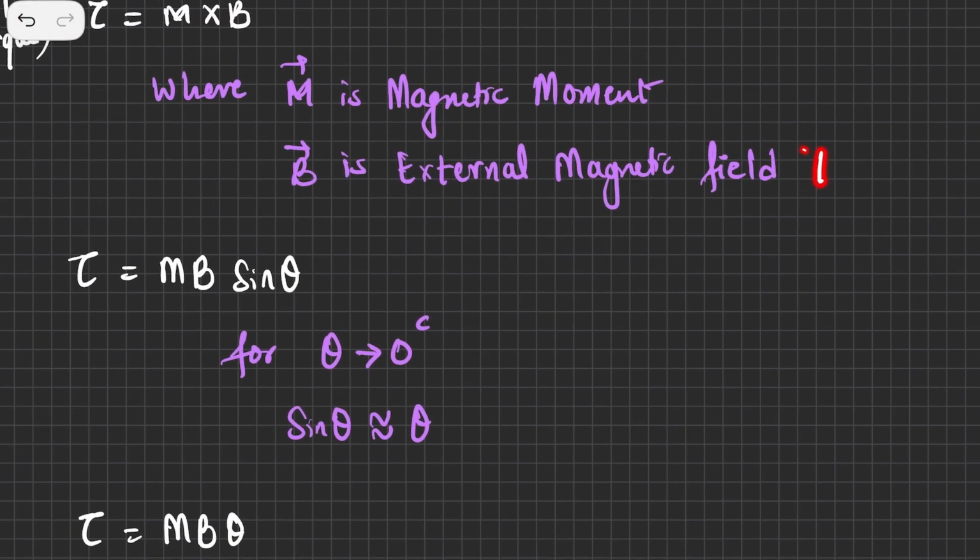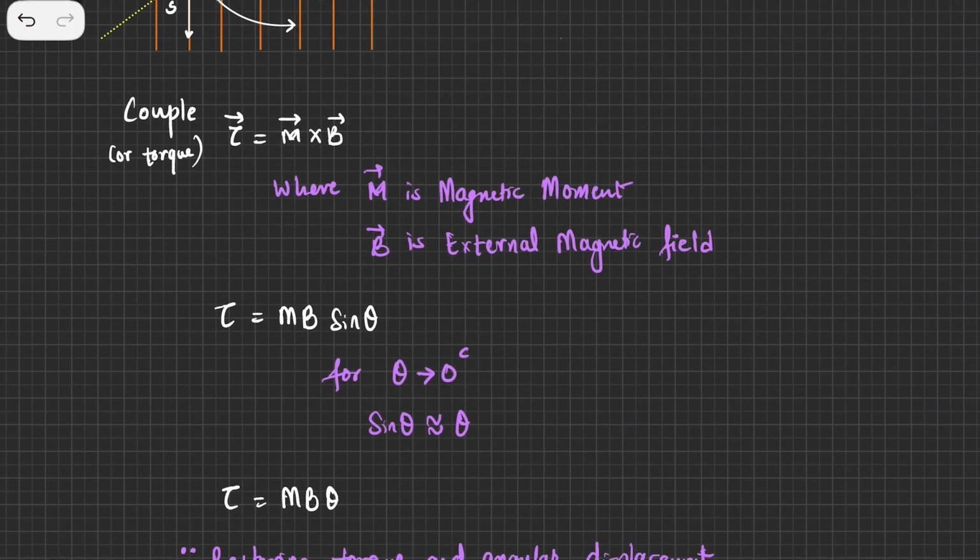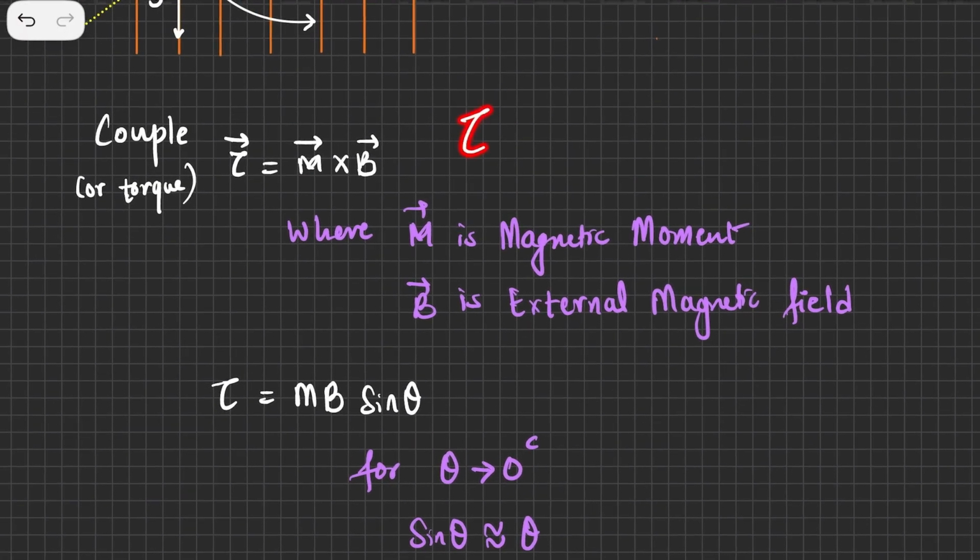Magnetic field is measured in Tesla, and magnetic moment is measured in ampere meter square, that is, current into area. So if you remember the formula for cross product, it is torque is equal to, just the basic formula is A cross B.